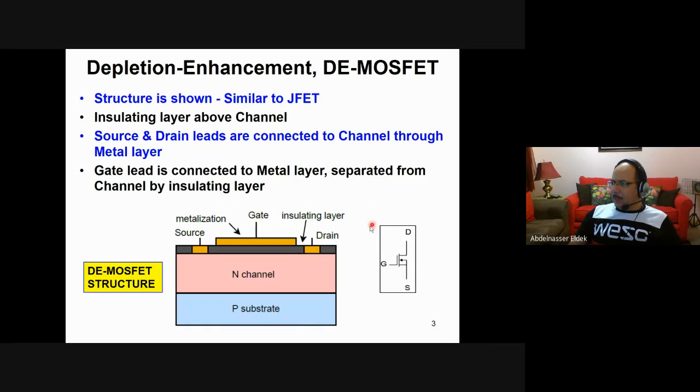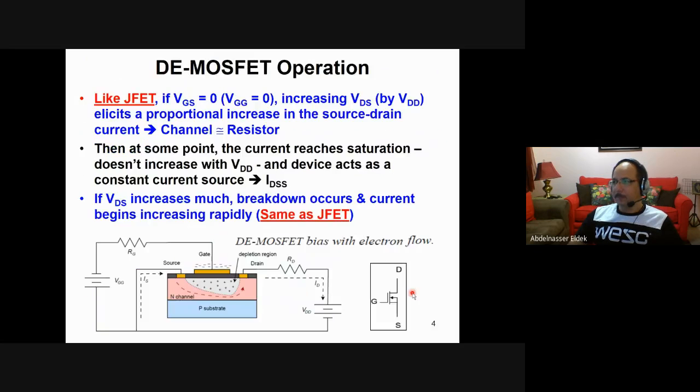The symbol is given here for the DE MOSFET. Let's see what the idea is here. Like the JFET, you see here we have VGG connected. We have a negative, positive, so it is reverse bias connected to the gate, and we have also VDD, positive here, negative here. So it is exactly the same as the JFET. Now assume that we don't have VGG. There's nothing here. This is 0.